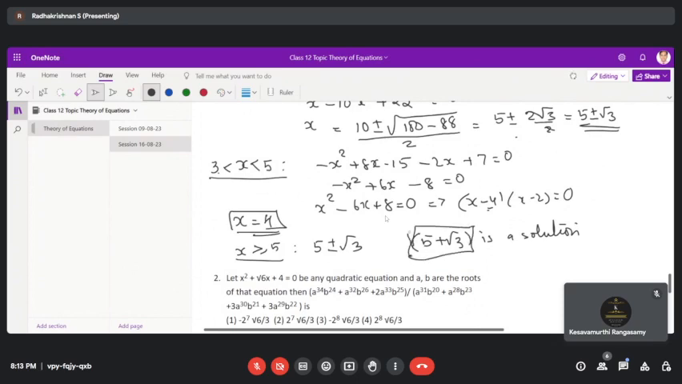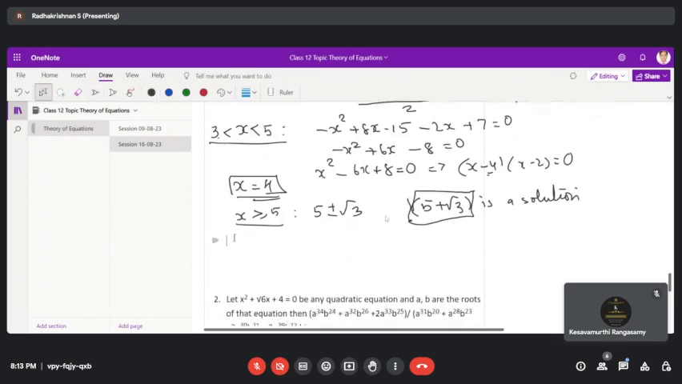So this is the only way we can solve if modulus and quadratic, this kind of problems are given. So we have to solve it in different ranges and check which solutions satisfy that range condition also. So based on that, we arrive at the solutions. So the two solutions are 4 and 5 plus root 3. These are the only two solutions.